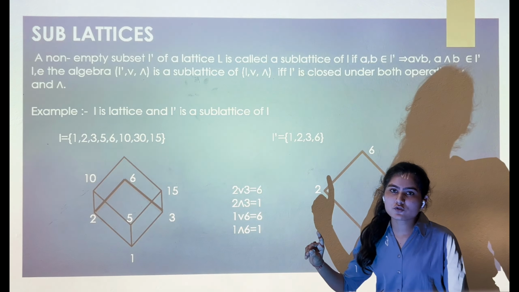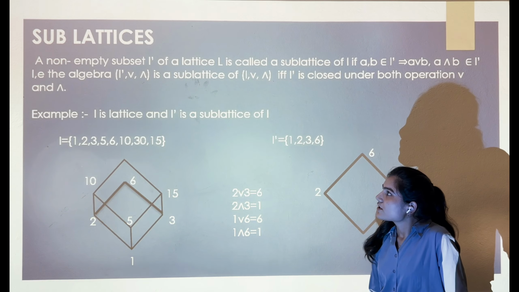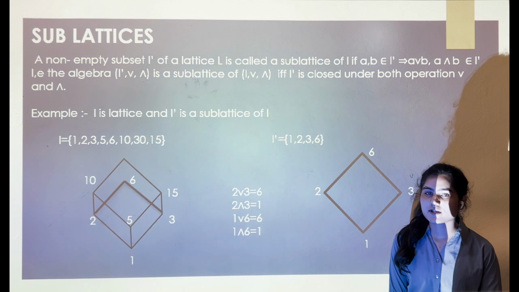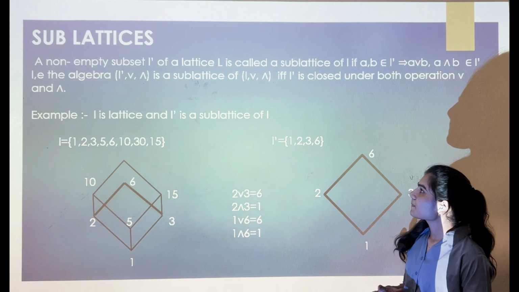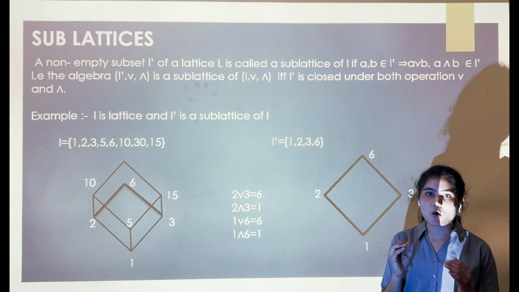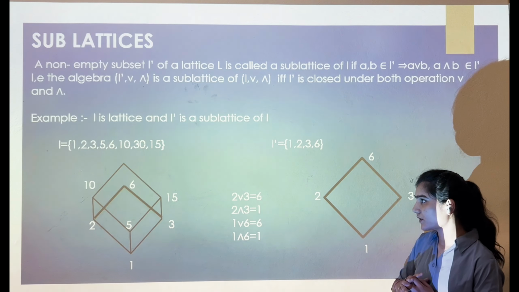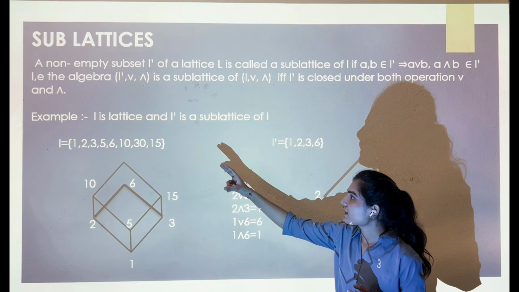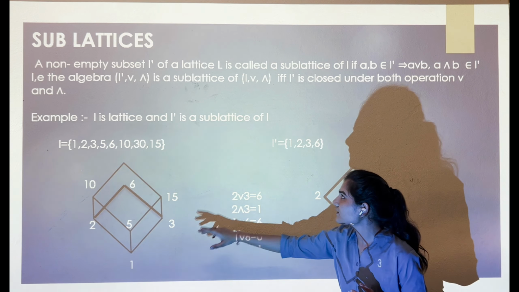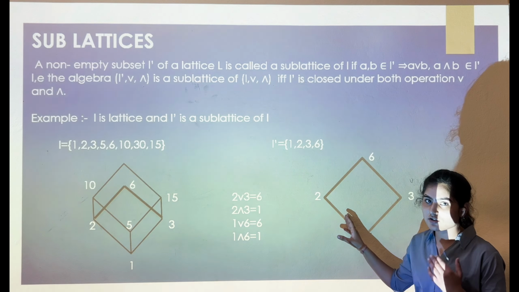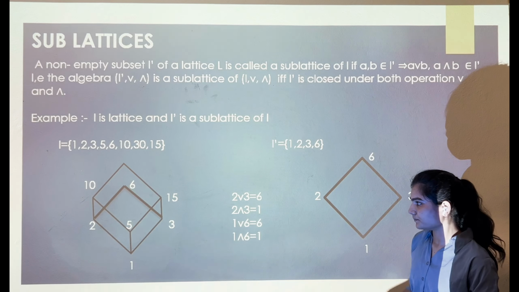Now we move forward to sublattices. A sublattice is a non-empty subset of a lattice which should follow the operations join and meet. Every pair should follow the operations join and meet. Here is an example where L is a lattice, and we have to find out whether L dash is a sublattice of L or not.